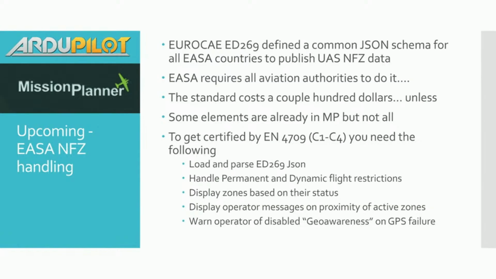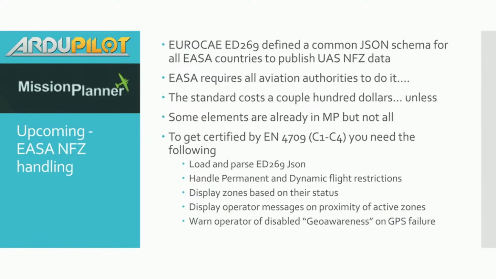Last year, there was a standard defining a common JSON schema for aviation authorities to publish UAS no-fly zone data. This is a standard, and EASA even requires all aviation authorities to do it. So they have to publish updated, up-to-date no-fly zone data for drone use. Of course, the standard is there, but EASA requires the aviation authorities to do that. They don't.